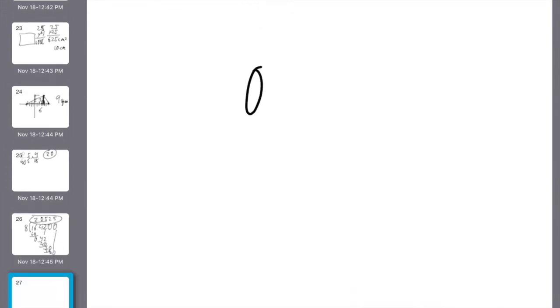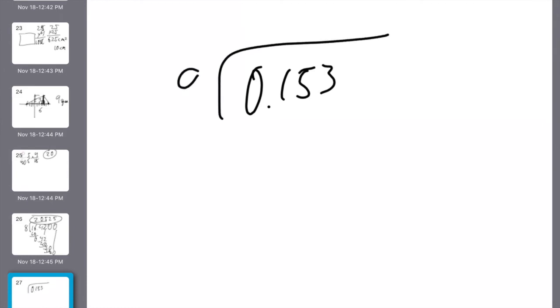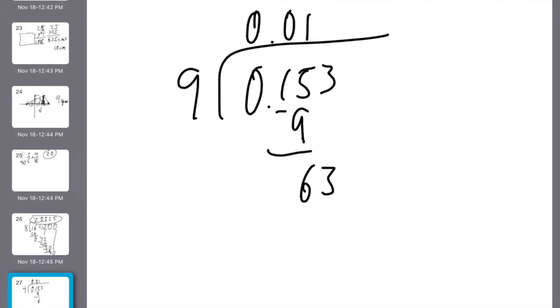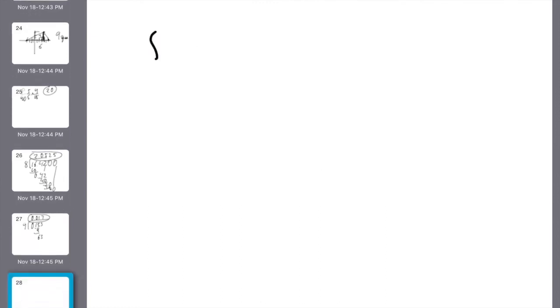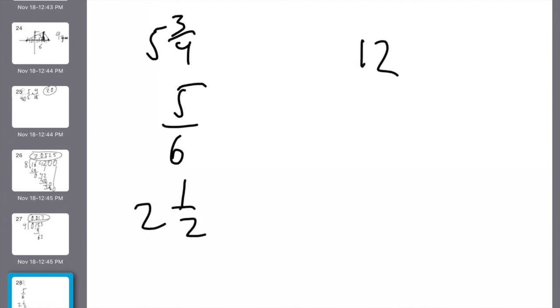Number 25. 0.153 divided by 9. 9 goes in there 0, 9 goes in there 0, 9 goes into 15 once, that's 9, subtract, a 6, bring down the 3, goes in there 7 times, and I have an answer of 17 thousandths. Number 26, I have 5 3/4 plus 5 5/6 plus 2 1/2, got to have common denominators, which are 12s.